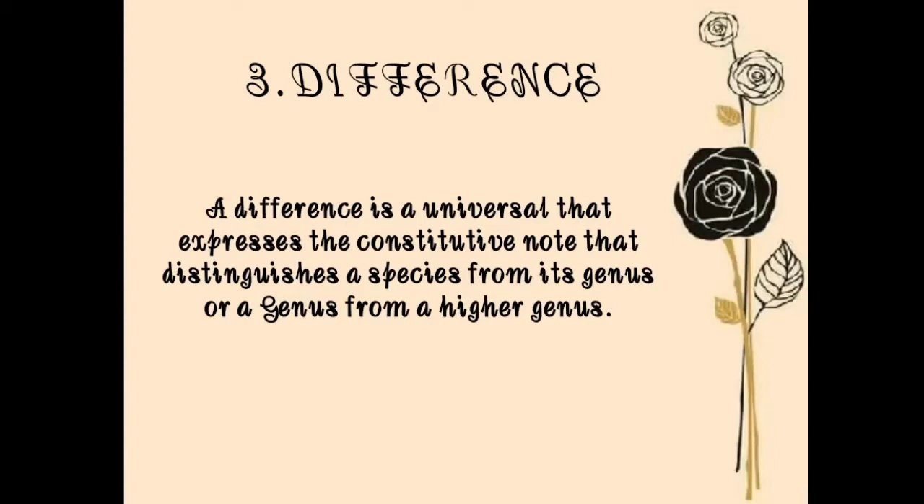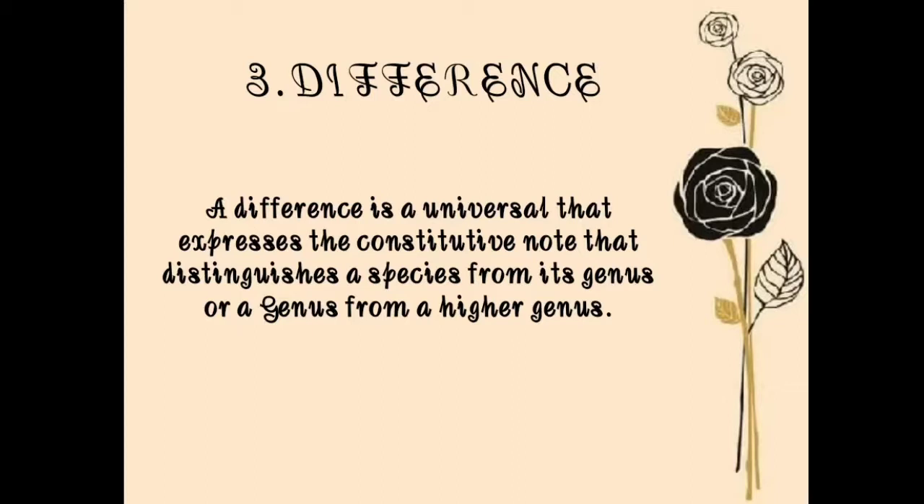A specific difference is a difference that distinguishes a species from its proximate genus, as rational distinguishes man from animal. Ang isang generic na pagkakaiba ay isang pagkakaiba na nagpapakilala sa isang species o isang mas mababang genus mula sa mga bagay na naiiba mula dito sa pangkalahatan ngunit nabibilang sa parehong mas mataas na genus. Kaya ang sentient, animate at corporeal ay mga generic na pagkakaiba ng man dahil ang bawat isa sa kanila ay nakikilala ang isang genus na kinabibilangan ng tao mula sa susunod na mas mataas na genus.